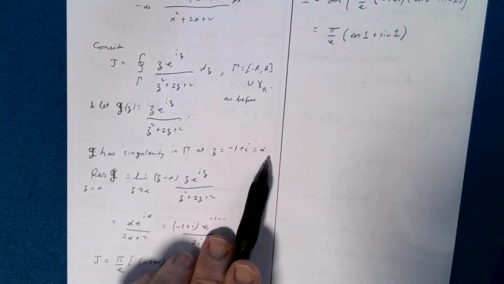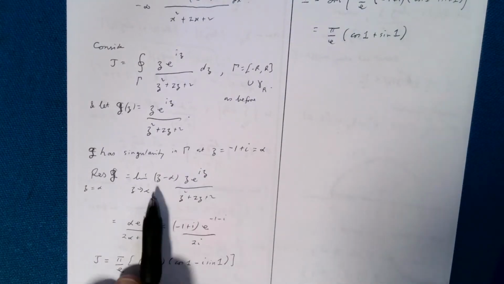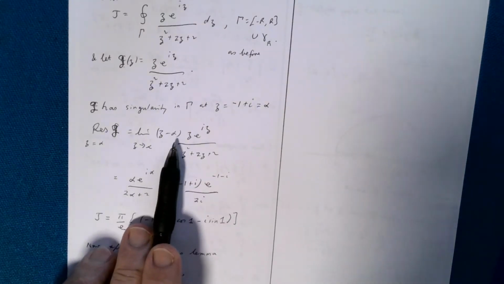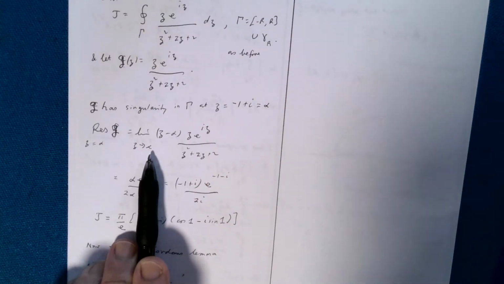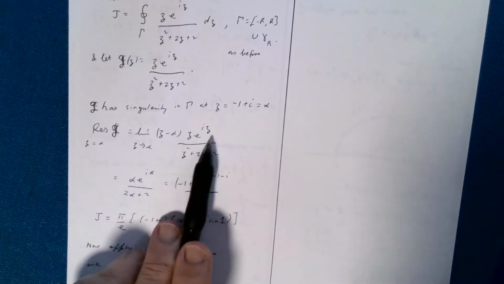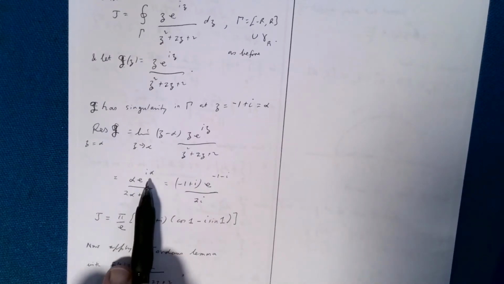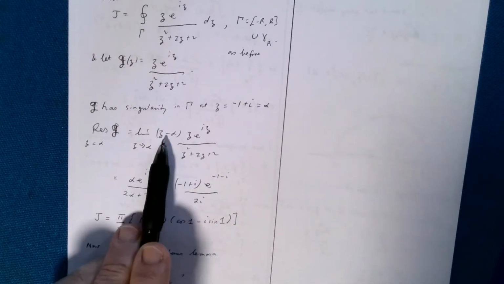And so we can get the residue by just doing the usual, multiply the g of z by z minus alpha and take a limit. Now remember, this term here is not 0, so you evaluate it, you get alpha e to the i alpha, and then you use L'Hopital on what's left.